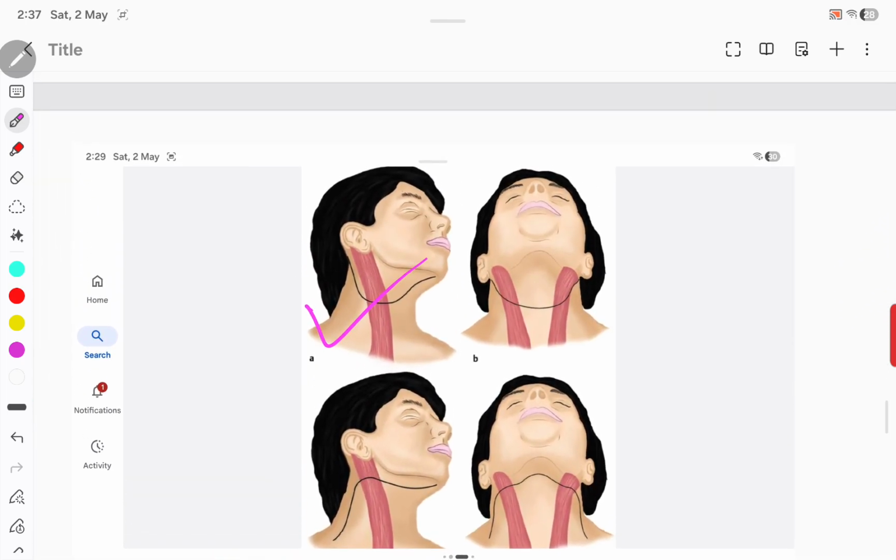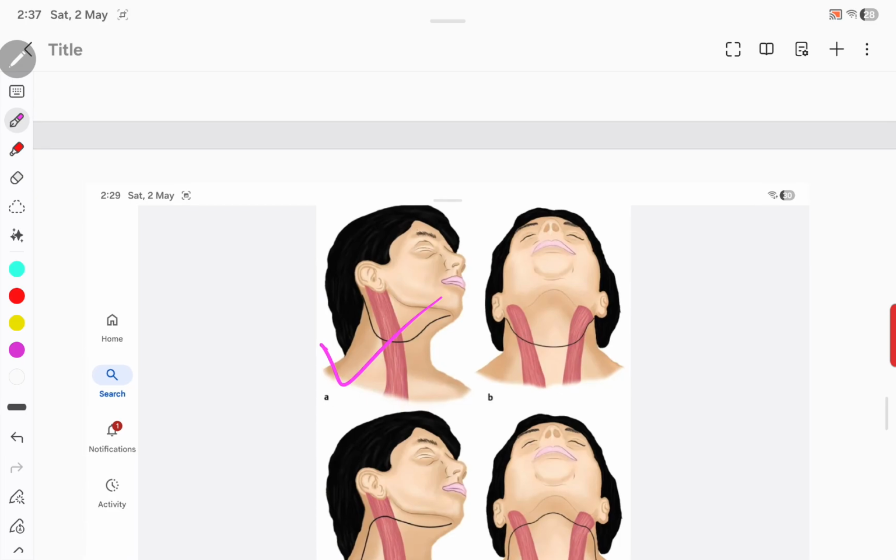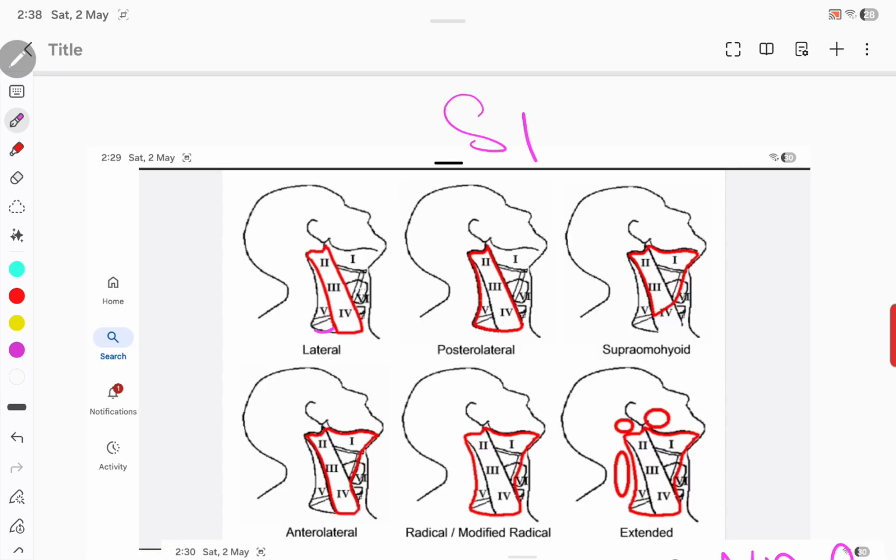So in all the three types, we will remove the 1 to 5 lymph nodes, but in 1 we spare one structure, in 2 we spare two structures, and in 3 we spare three structures. Now there is a term that is selective neck dissection. In the selective neck dissection, we preserve all those three structures. That's the spinal accessory nerve, internal jugular vein, and sternocleidomastoid.